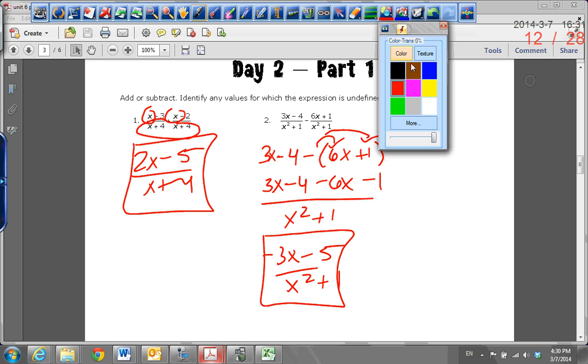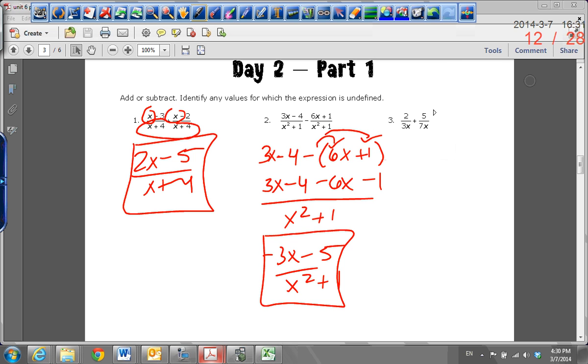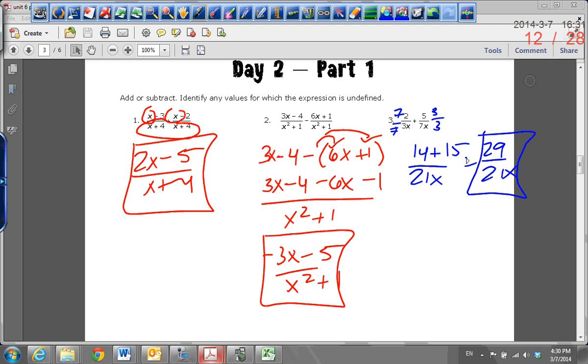And then last one, number 3, we don't have a common denominator, so I have to multiply to get our common denominator. Our common denominator is going to be 21x. So I multiply the first one by 7 on top and on bottom, and I get 14. Multiply by 3 and 3, and I get 15. So my answer is 29 over 21x.